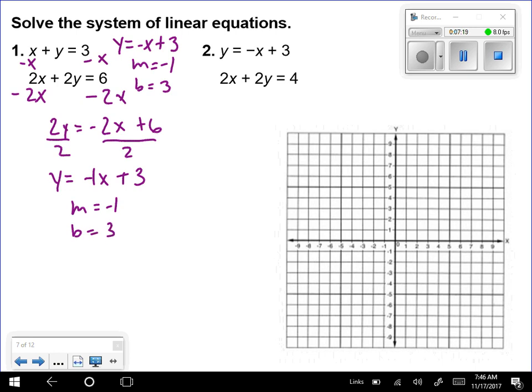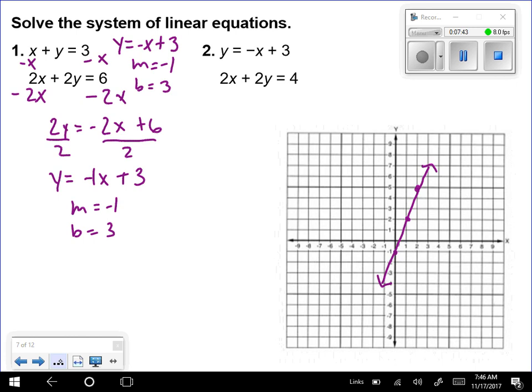These are the same graphs, so all I have to do is graph one graph. I have a slope, or sorry, y-intercept at negative 1. I'm going to go up 3, 1, 2, 3 over 1. Go up 3, 1, 2, 3 over 1. Both are the same, so I don't even have to do that second one because I have a y-intercept at 3, slope of negative 1.